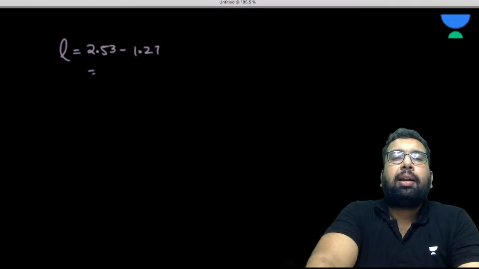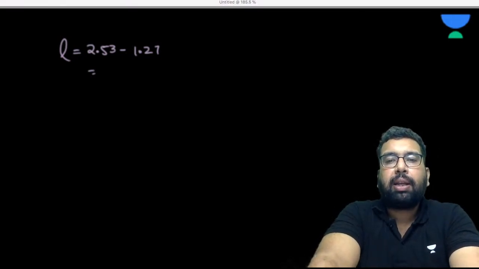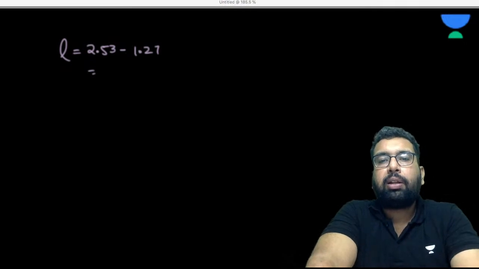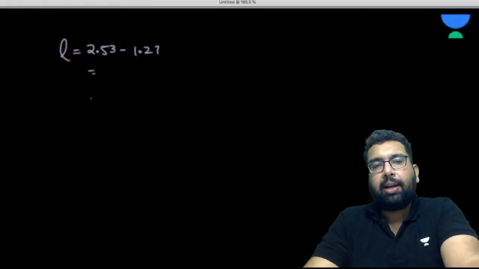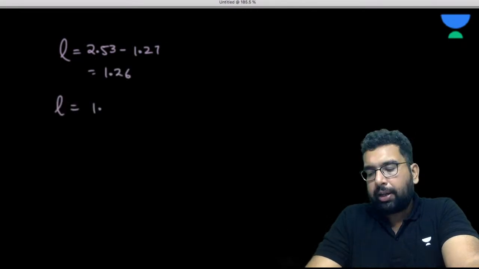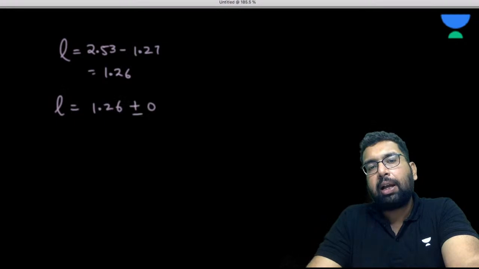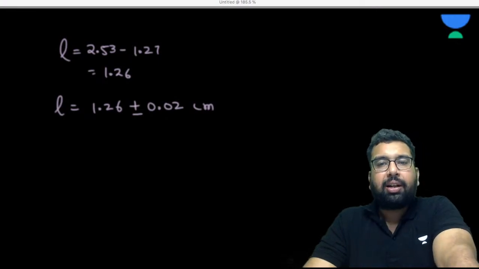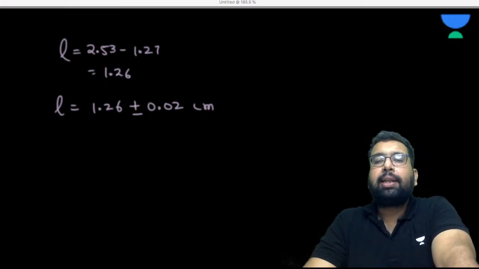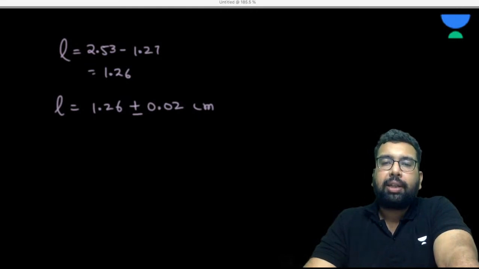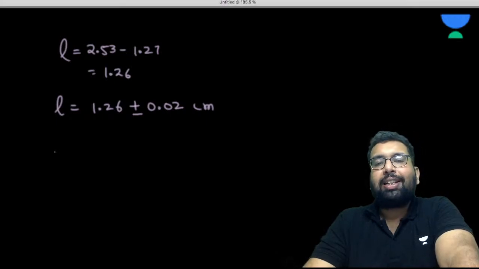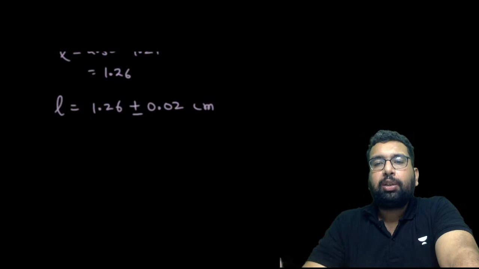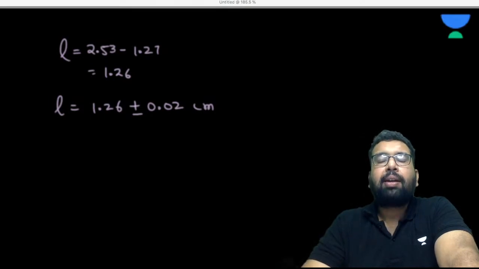Right. So 2.53 minus 1.27 is going to be 1.26. So what is the final length we must write? Sir, it is 1.26 plus minus again 0.02 centimeter, because whether it is addition or subtraction, in both of these cases, errors are always added.